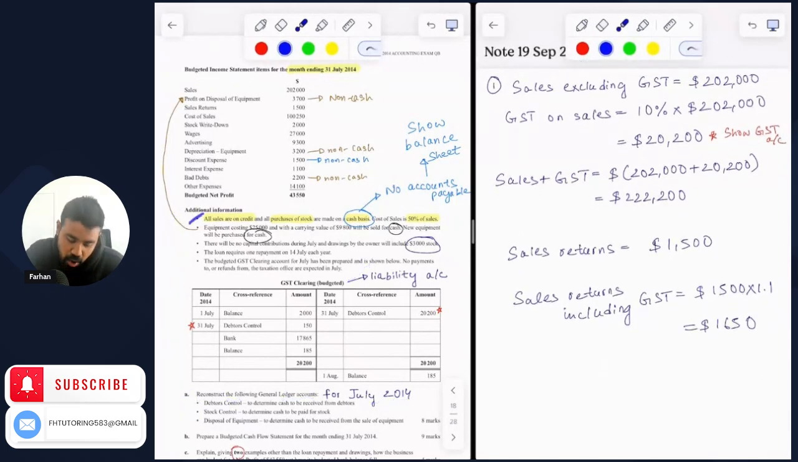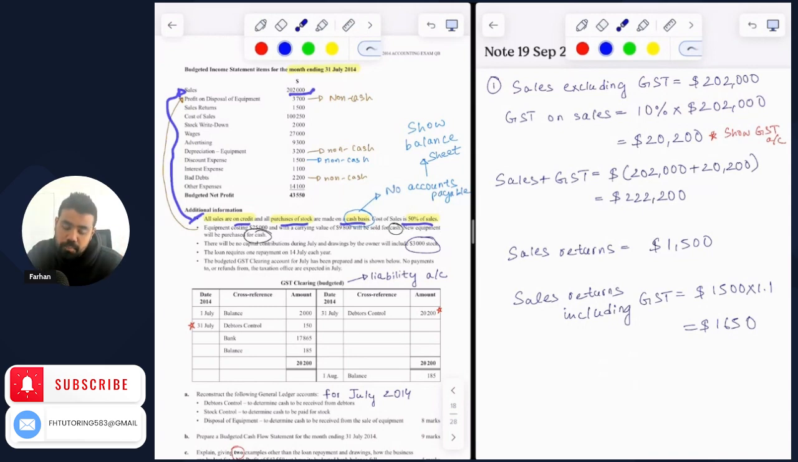All sales are on credit and all purchases of stock are made on a cash basis. Cost of sales is 50% of sales. So we understand that the sales figure that we are given here in the income statement of $202,000, all of these are on credit. This means these sales are part of our accounts receivable, because since these are all credit sales and accounts receivable of the credit customers of the business, we need to reflect the sales within the accounts receivable ledger account.